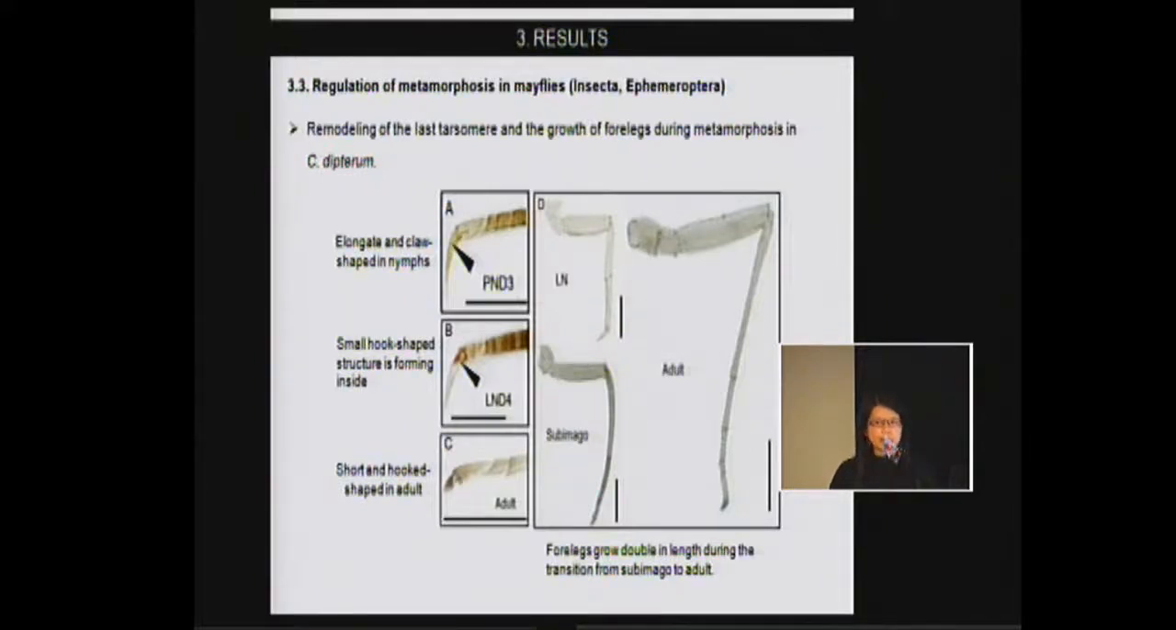For the growth of the forelegs during metamorphosis, we found that the forelegs of Cloeon dipterum can double in length during this transition. So then, with this information from the morphological study, I will use it when I do the next experiment with methoprene.